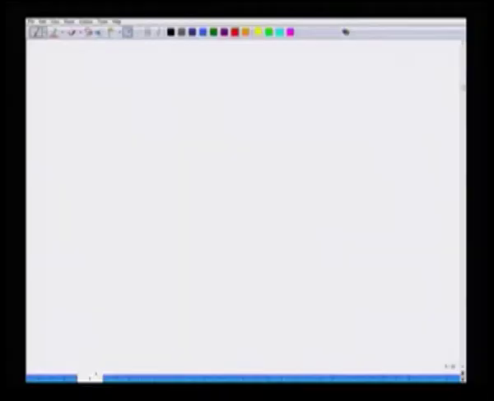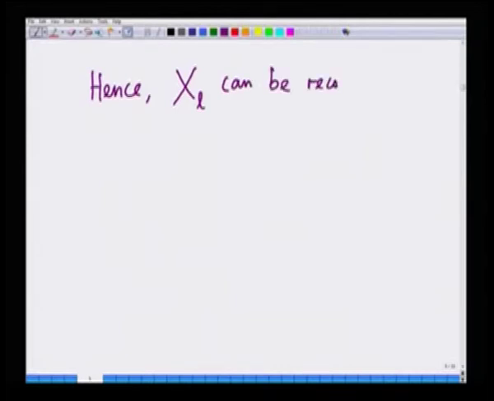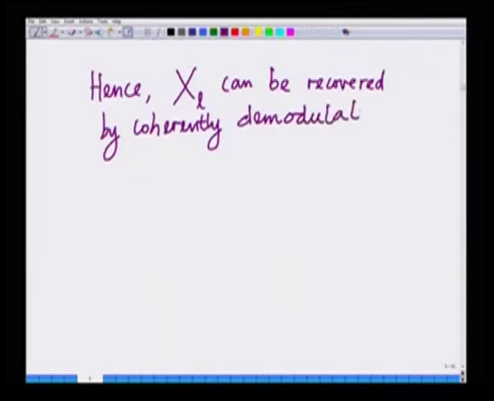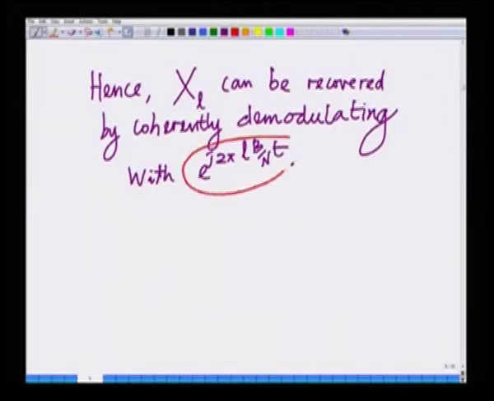Hence, let me summarize the ideas. X_L can be recovered by coherently demodulating with e power j 2 pi L b over n t. By coherently demodulating with that appropriate subcarrier, I can recover X_L.